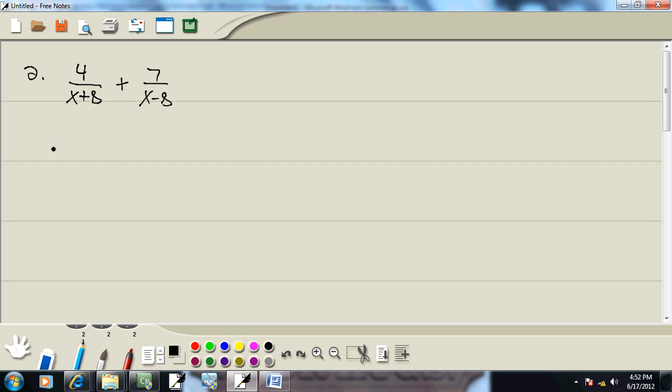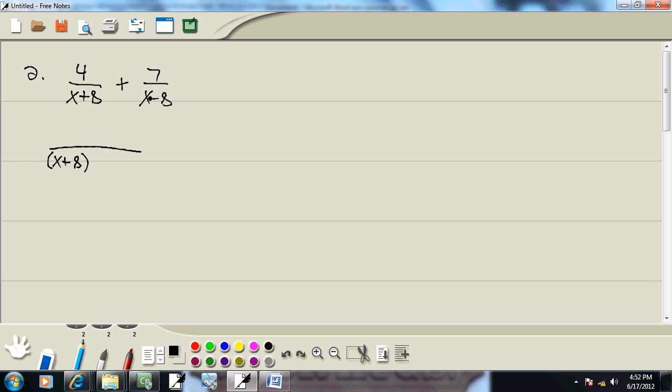Now, to figure out what our least common denominator is, I take a look at each factor. Like first I look at this x plus 8. And I'm looking for the greatest number of x plus 8s in a single denominator. There's one x plus 8 here, there's no x plus 8s here. So the greatest number of x plus 8s in any single denominator is 1.